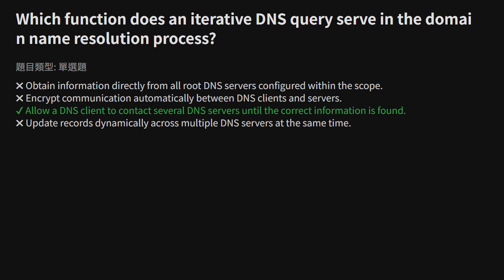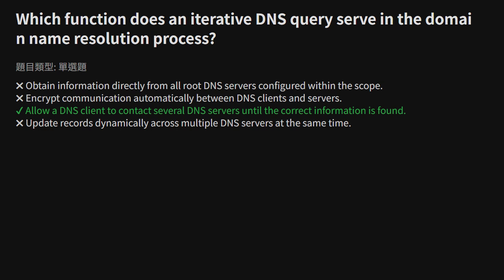So the question is, which function does an iterative DNS query serve? The correct answer is, allow a DNS client to contact several DNS servers until the correct information is found. While the option says DNS client, it's more accurately the local DNS server acting on behalf of the client, actively contacting multiple servers, root, TLD, authoritative, following referrals until the IP is found.